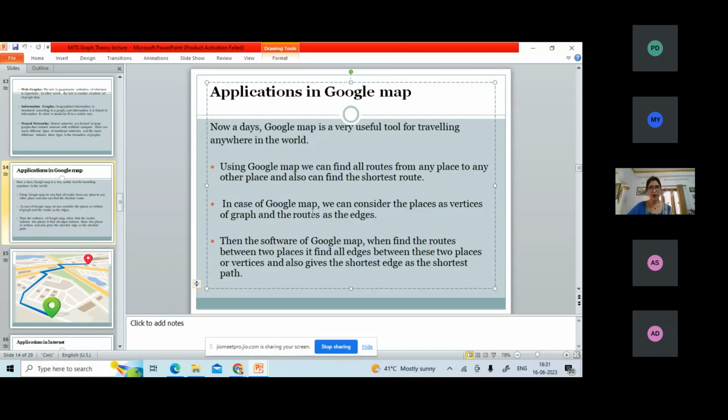In the case of a graph map, we can consider the places as vertices of a graph and the routes as edges. Then the Google Maps software, when finding the routes between two places, finds the edges between these two places or vertices and also gives the shortest edge as the shortest path.